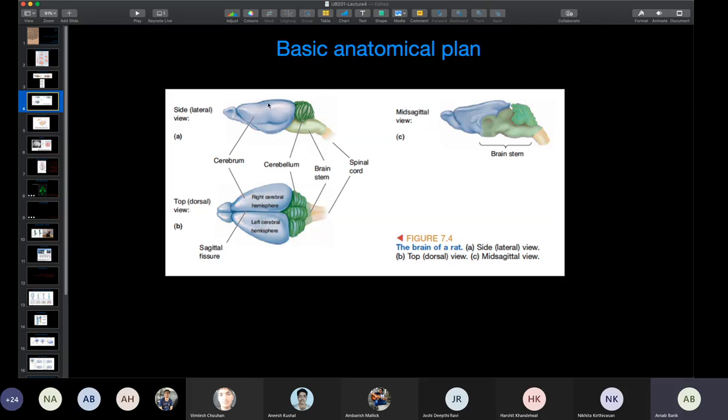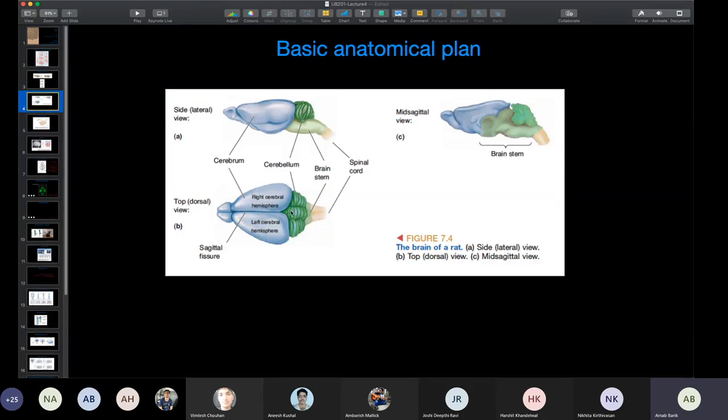If you look at this blue part, it is called the cerebrum or the cerebral cortex, where most of our conscious perception happens. Or in very easy terms, where most of our intelligence lies. The brain is also generally divided into right and left, so you have the right cortical hemisphere and the left cortical hemisphere.